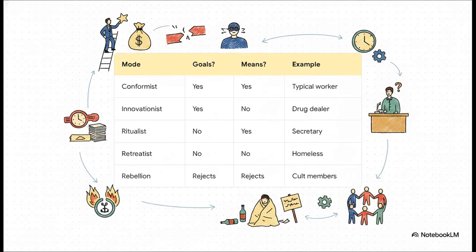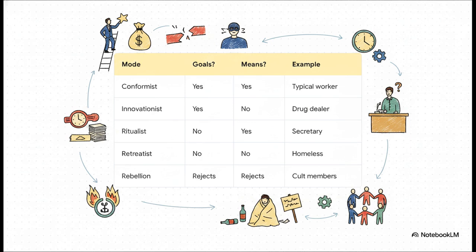He identified 5 modes of adaptation, and it is fascinating. The conformist, well, they accept both the goal of wealth and the hard work required. Simple enough. But look at the innovationist. They want the wealth, but they totally reject the traditional means. This is your white-collar criminal or a drug dealer. Then you've got the ritualist. Think of an underpaid but super dedicated secretary. They've abandoned the grand dream of wealth, but they strictly follow the rules anyway.